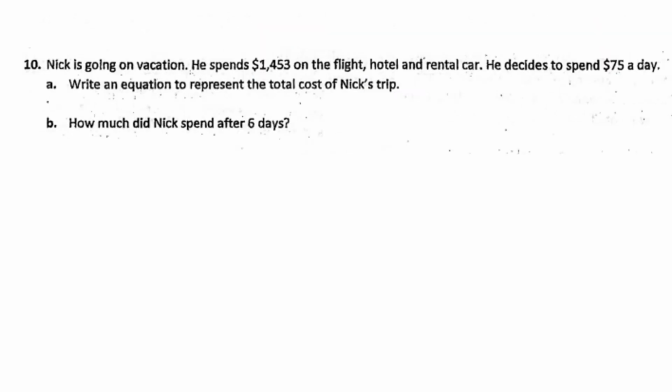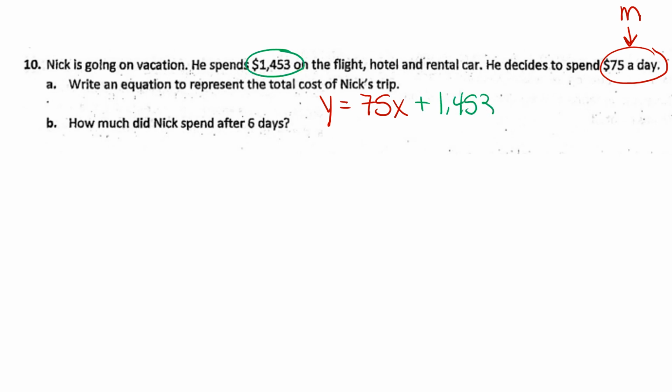Nick is going on vacation. He spends $1,453 on the flight, hotel, and rental car. He decides to spend $75 a day. So for our equation, our key word is the $75 a day, because that's per day. That's our rate of change. So 75x. Our initial value is the money that he had to spend first in order to book the hotel, the flight, and the rental car.